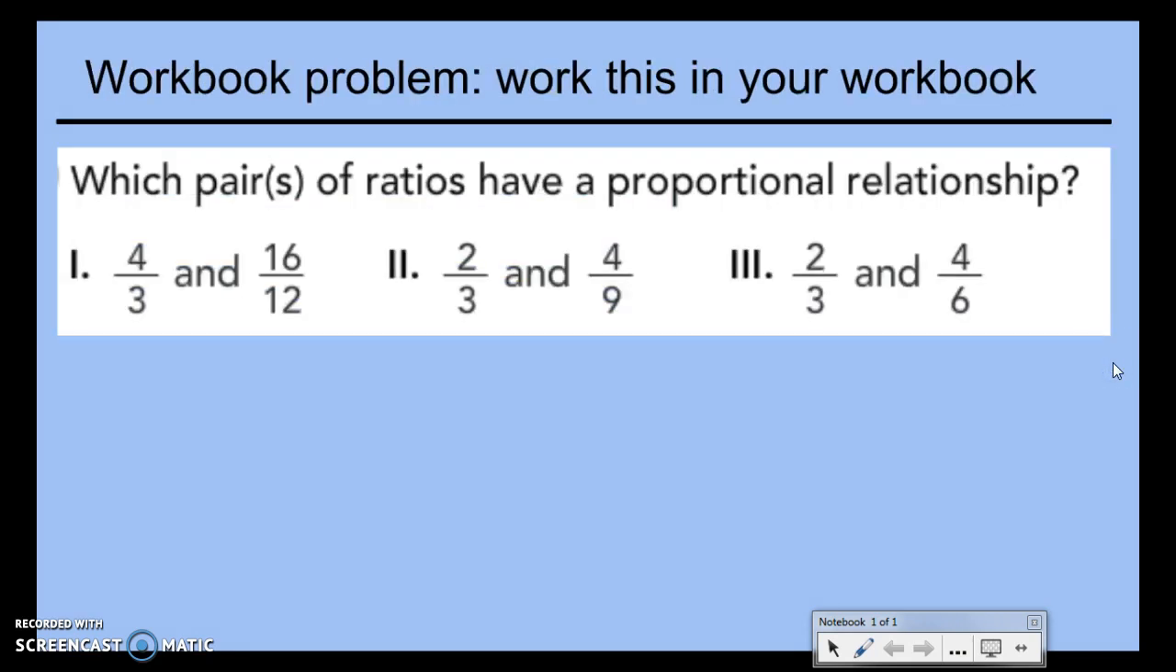I want you to solve this one by yourself. Which pairs of ratios have a proportional relationship? Alright, so I want you to solve this by yourself. And when you think you got it, push play and check your work. Okay? Pause the video, don't cheat, so you can figure it out by yourself.